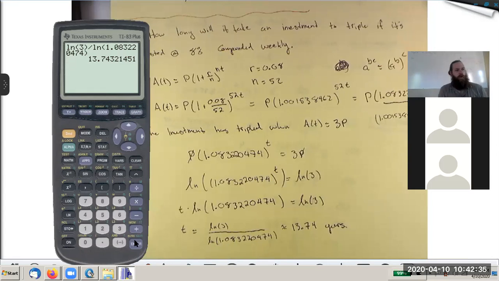So this is maybe one of the harder exponential equation problems from that homework, because setting up the exponential equation is a bit tricky and the base is very weird. Right? This 1.083220474 number is not a normal base. But it's really the same as the other exponential equations we've looked at.